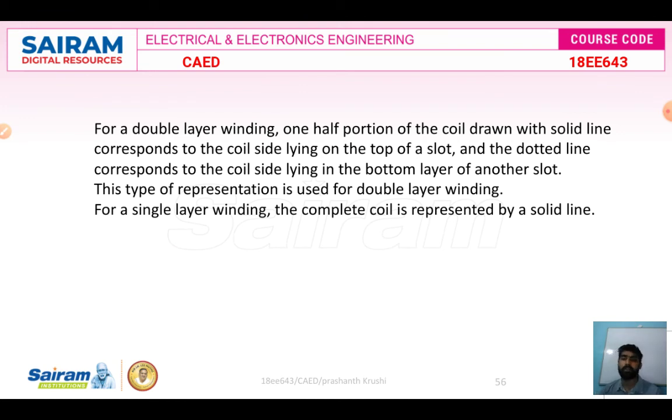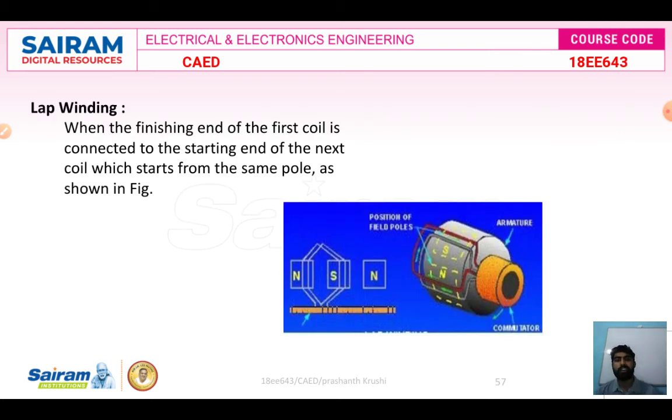Next, for a double layer winding, one portion of the coil is drawn in a solid line. In single layer winding there are no dotted lines, but in double layer winding the other one is drawn with dotted lines. So that is a reflection or a mirror image. And then lap winding: when the finishing end of the first coil is connected to the starting end of the next coil, which starts from the same pole and ends at the same pole, that is lap winding. For lap winding, the parallel paths equal the number of poles, not two.